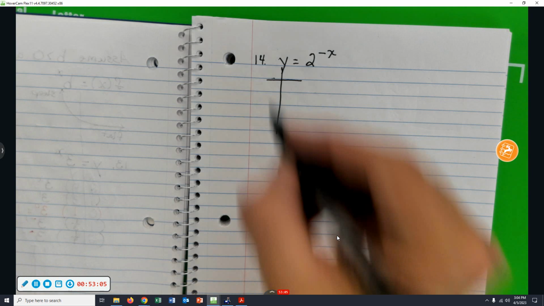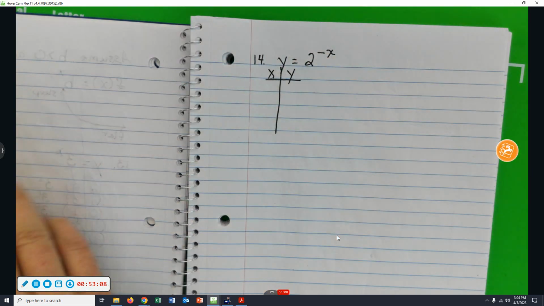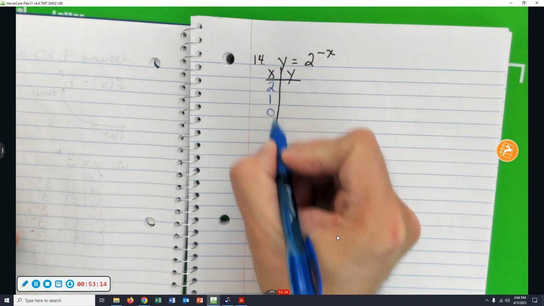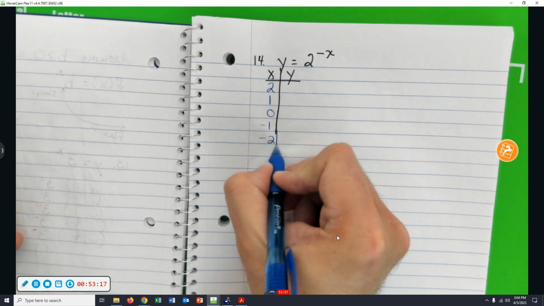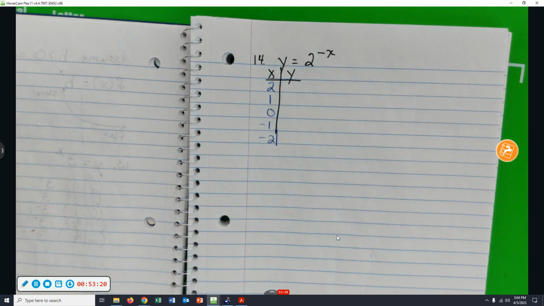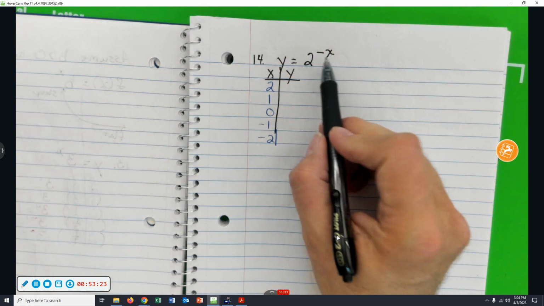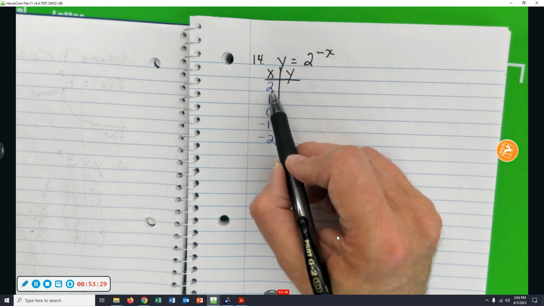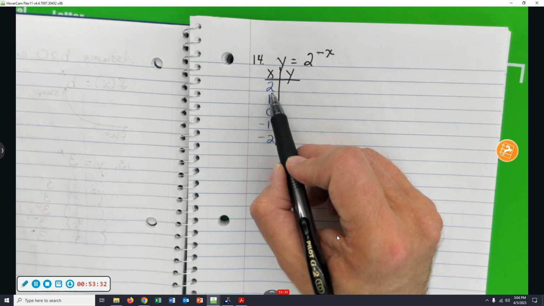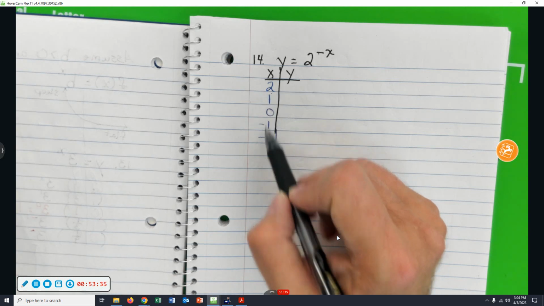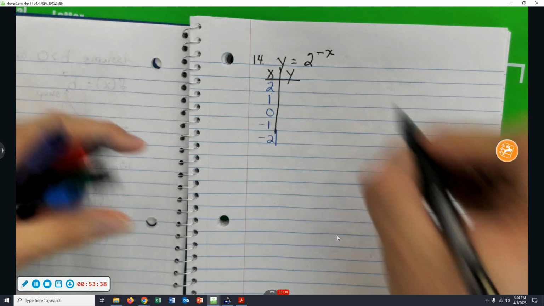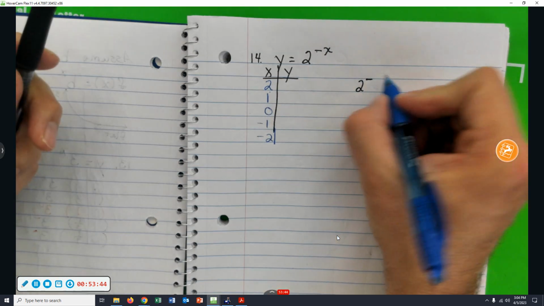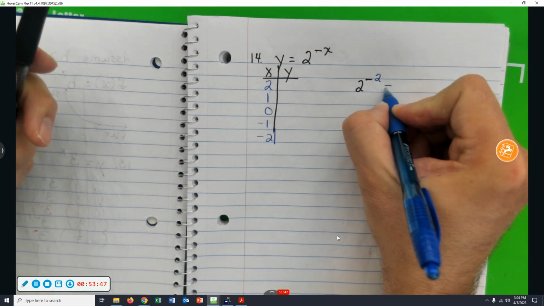I'll just draw my xy table, and I'm going to plug in from 2 to negative 2. Now, be careful because there's already a negative here on the exponent. Are y'all caught up? Are y'all ready to start plugging the numbers in? We have the 2 to the negative, and I'll put the 2 there. 2 to the negative 2. How will I simplify that?